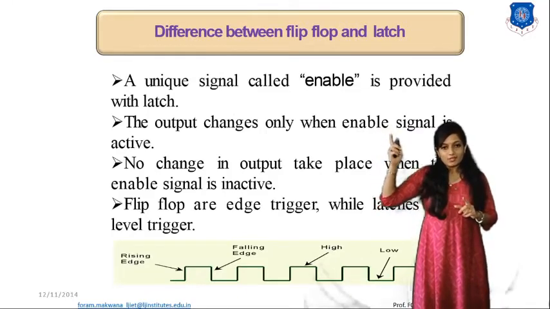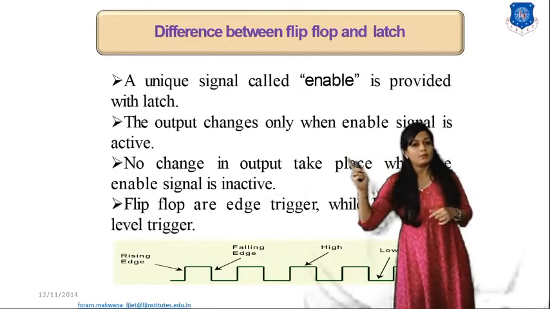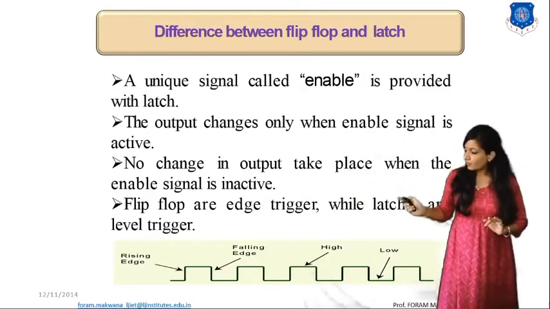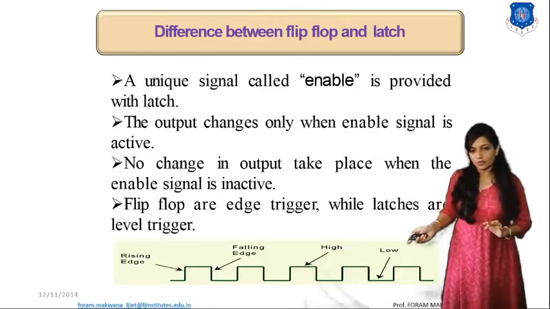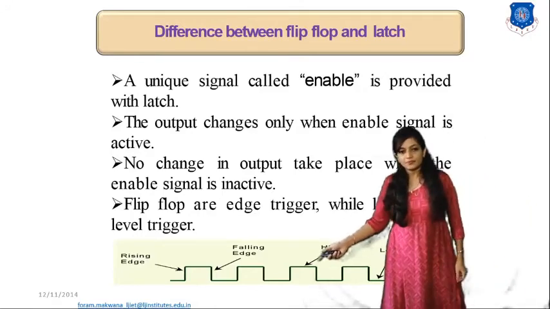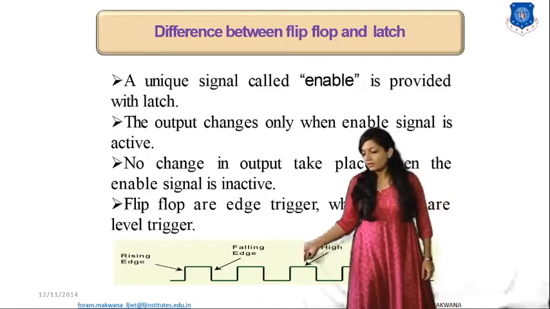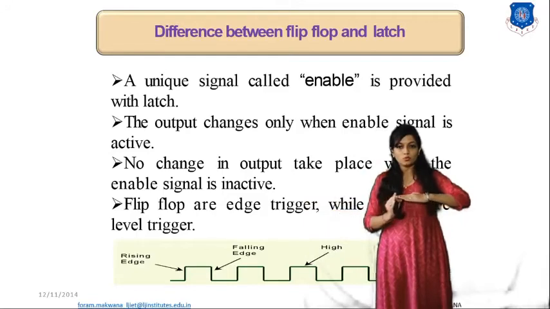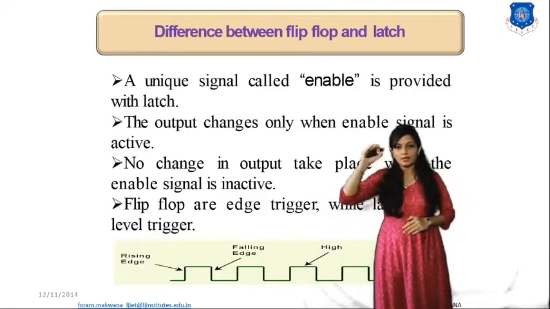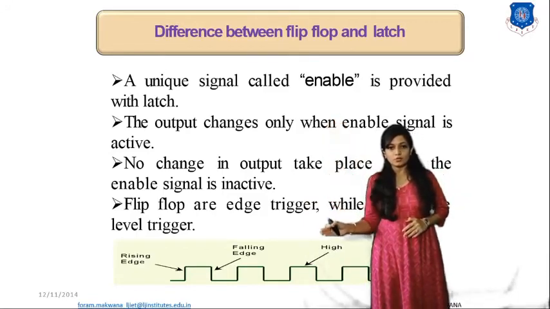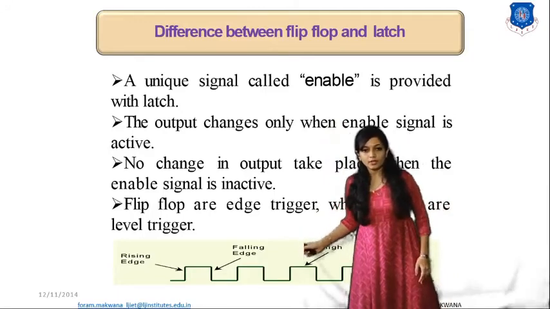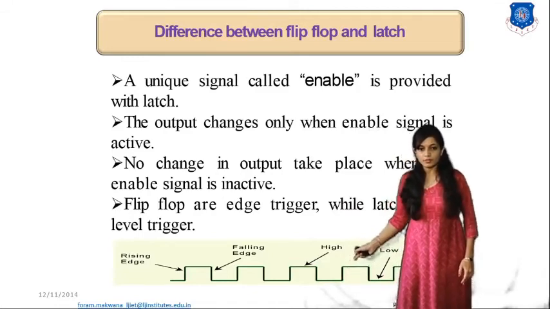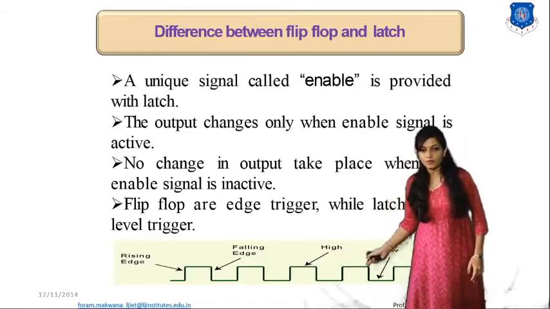Enable is provided in the latch. The output will change only when the enable pin is active, and there is no change when the enable is inactive. Flip-flops are edge triggered, whether on a rising or falling edge. A rising edge means the pulse changes from 0 to 1, and 1 to 0 means falling. This is called the falling edge.